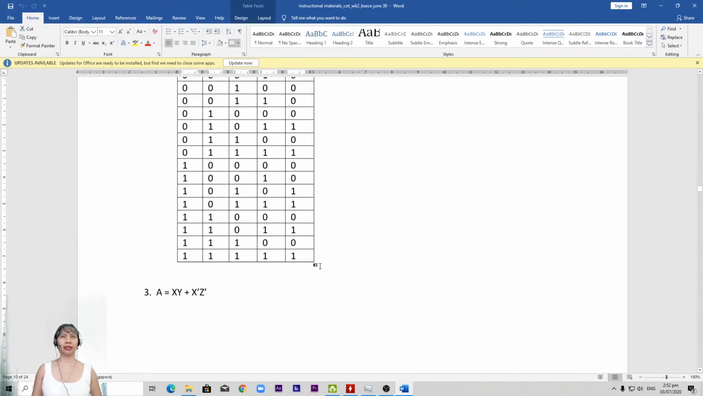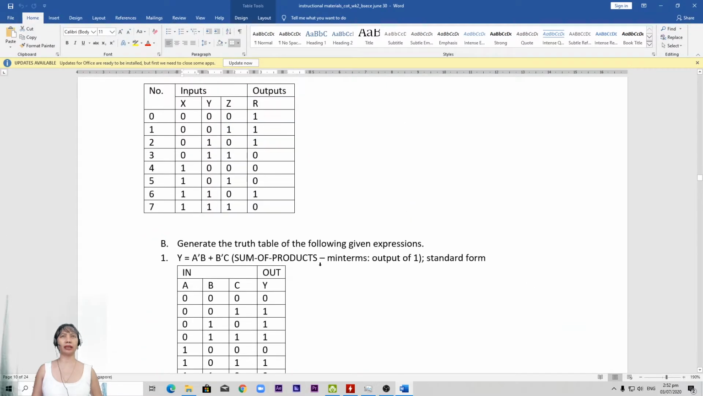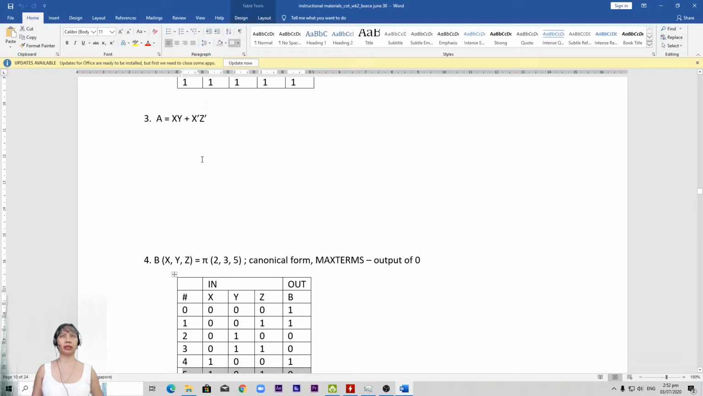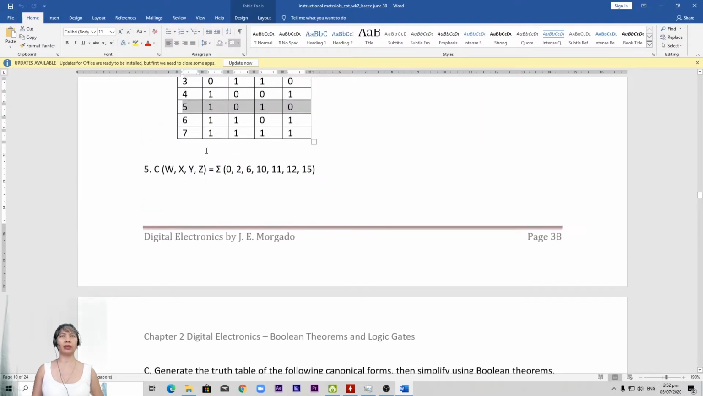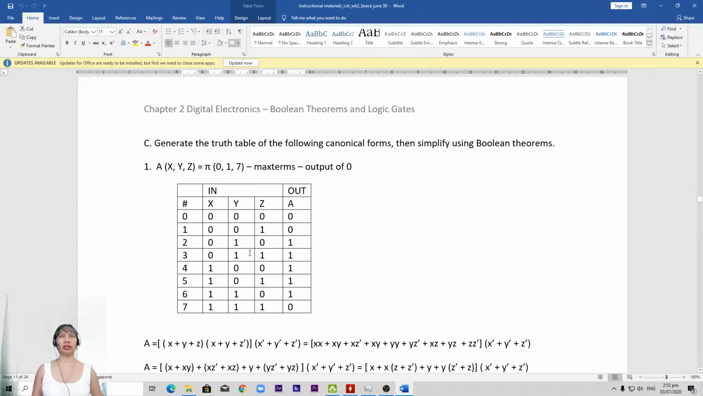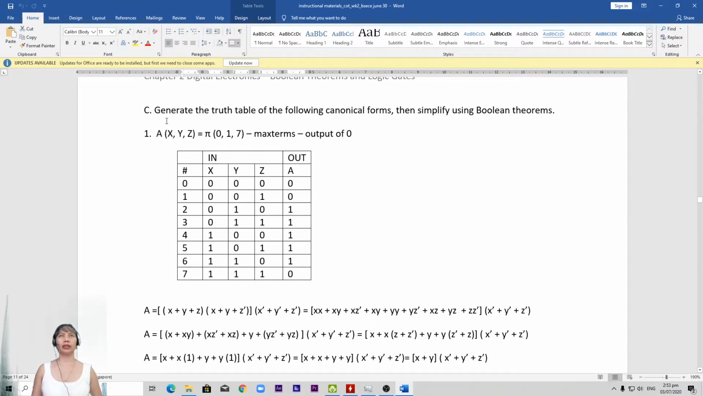Okay, so that's it. I have answered 1, 2, and 4, so that means the rest are the 3 and 5 assignments. How about letter C? For letter C, generate the truth table of the following canonical forms, then simplify using Boolean theorems.